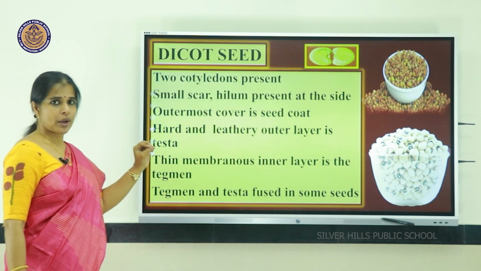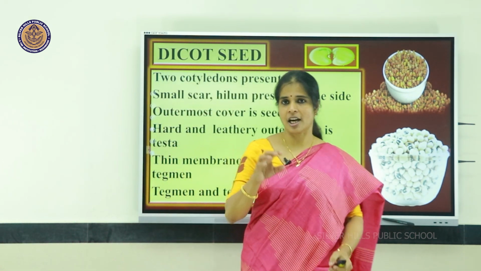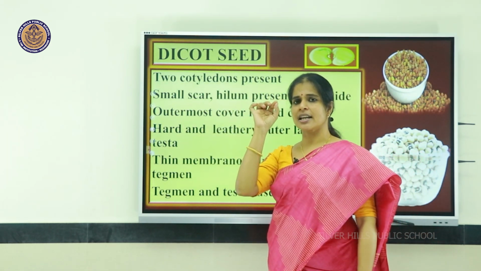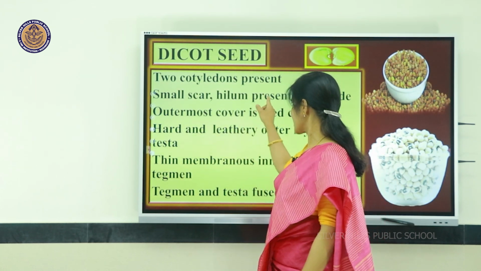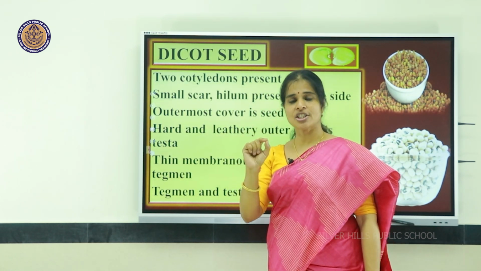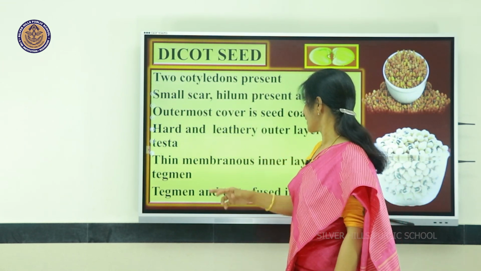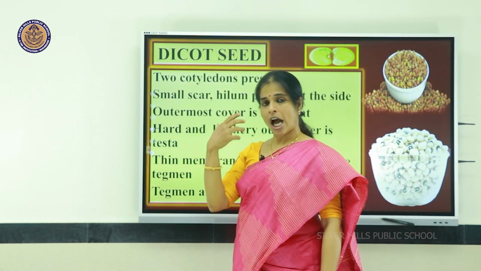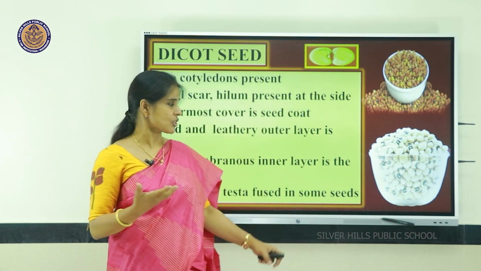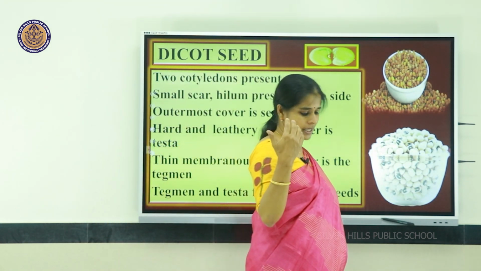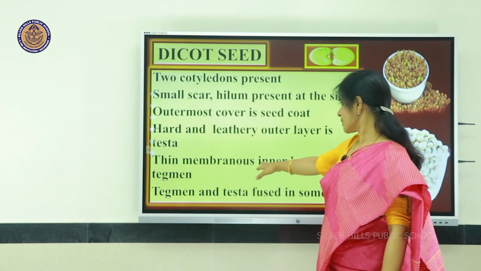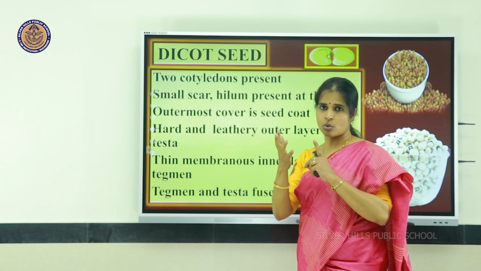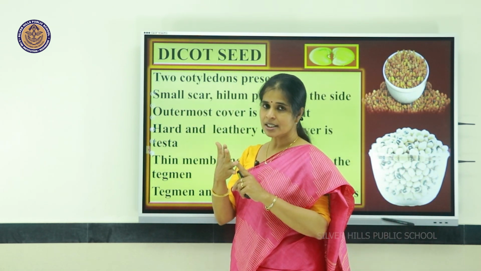So, the seed, when it is present, two cotyledons are present. When the two cotyledons join, in the joining ridge region a small scar is formed which is known as hilum, helping for the exchange of gases as well as respiration. Next, it has a seed coat as the outermost cover. The outermost cover is of hard and leathery texture, which we call as testa, and the innermost cover, a thin membrane also present inside, is the tegmen. So, there are two seed coats, outer testa, inner tegmen.